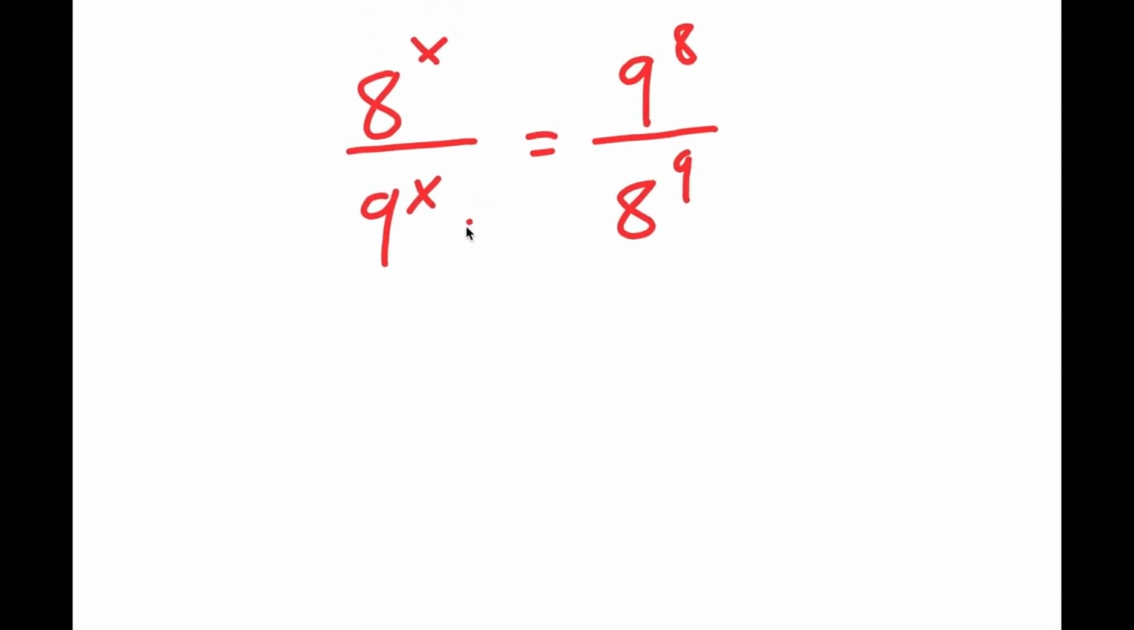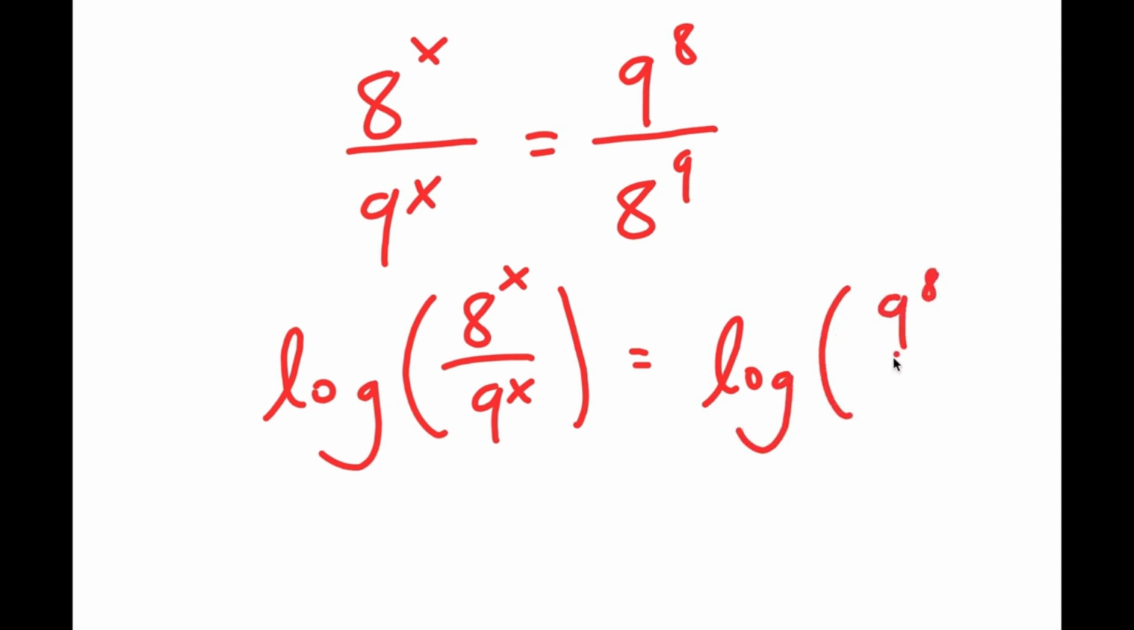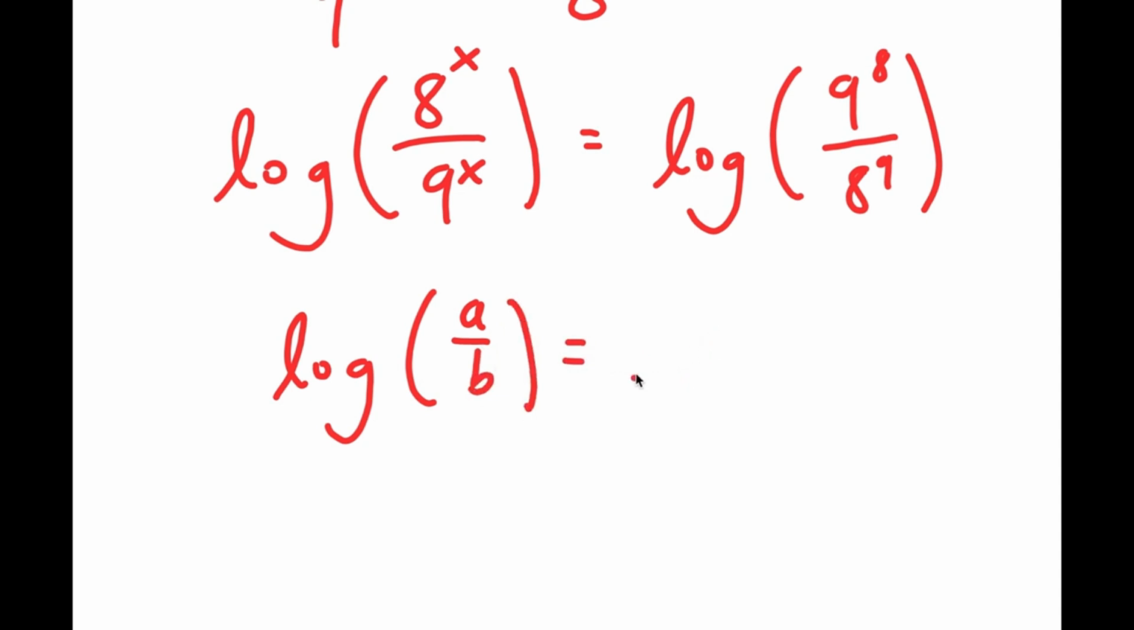Now from here, I'm going to take the log on both sides. So I get log of 8 to the power of x over 9 to the power of x is equal to log of 9 to the power of 8 over 8 to the power of 9. Now, if I have something in the form log a over b, this is equal to log a minus log b.